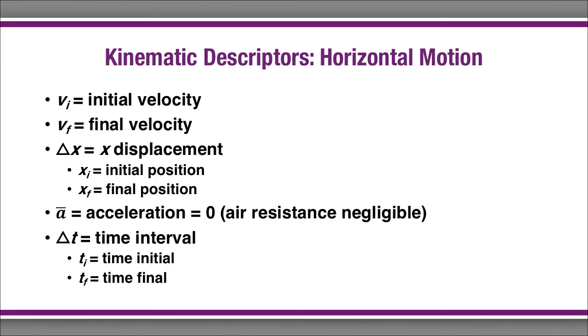So, in looking at kinematic descriptors for horizontal motion, again, we have final and initial velocities, we have final and initial positions, but this time in the x direction. And again, the acceleration in a horizontal direction is going to be negligible or zero, okay? Because once an object leaves your hand, there is no extra force happening on that object in a horizontal direction, okay? So the acceleration is always going to be zero in a strictly horizontal motion equation. And again, the change in time interval is here at the bottom.